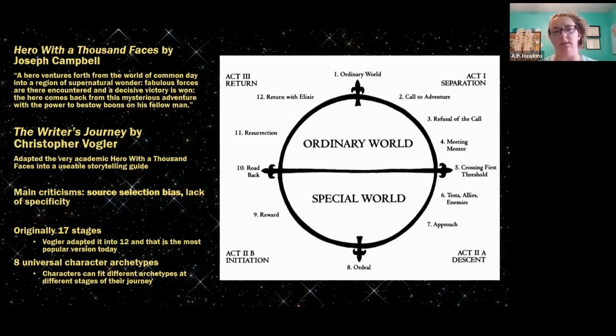So the main criticisms of this structure, or at least of Joseph Campbell's idea for this structure, is source selection bias. I've mentioned a couple of times that he developed this theory of it being a monomyth when he was looking at mainly Western European stories. So there is selection bias in his sources. He was not looking at stories from all over the world. He was just looking at stories from one small part of it. And also, people have criticized it for having a lack of specificity, which I'm not really sure about, but whatever. It's a criticism that people have had of it.